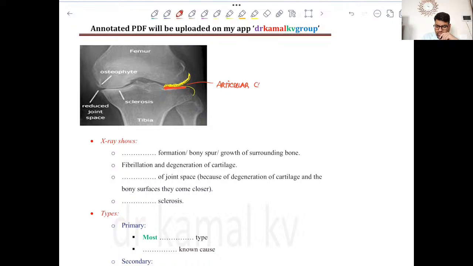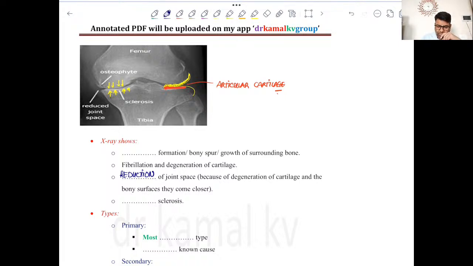And once this articular cartilage degenerates, obviously the bones will come closer, and that is perceived as reduction in joint space. Clear? So one important thing is reduction of joint space, and the reason is that the intervening cartilage, which was giving the impression of joint space on X-ray, goes away from between the two articular ends. So, reduction in joint space because of degeneration of cartilage.